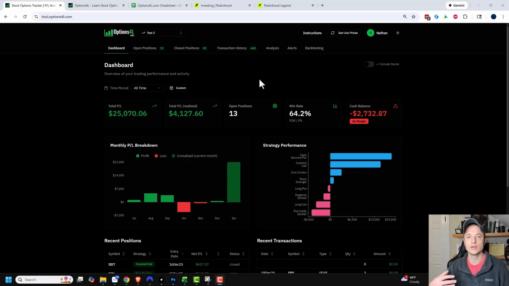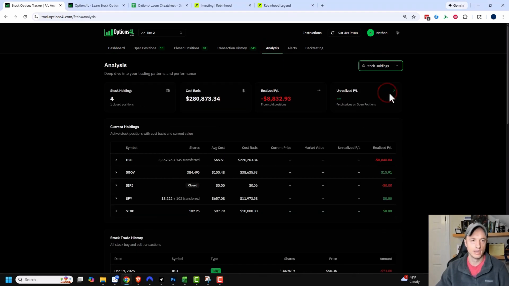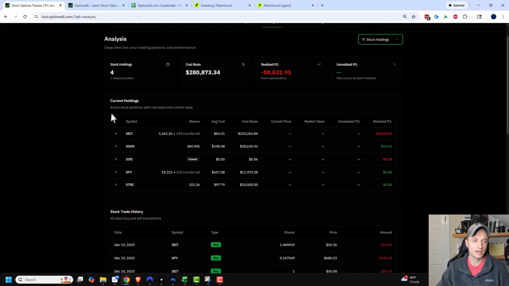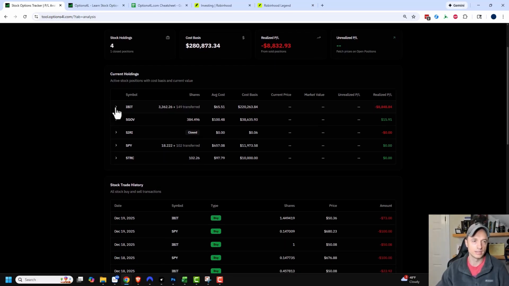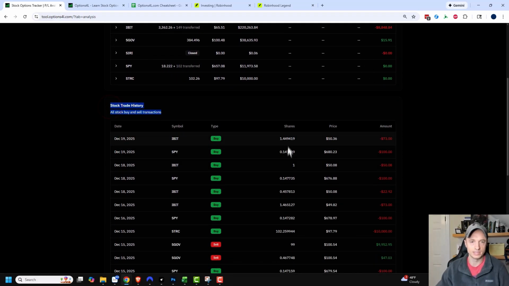So anyway, you've uploaded your transactions into the Options4L options tracking dashboard. And to see and manage your stock transactions, you can come to the analysis tab, click the little drop down right here and go to stock holdings. And this gives you a breakdown of all the stock holdings that you imported with your transactions. You have some summary information at the top right here, but then it also breaks down your current holdings. So you can see your various symbols, the number of shares you have, your average cost, your cost basis, and realized profit and loss. And then you have your entire stock trade history as well. So you can see all of your various buys and sells of your stock.